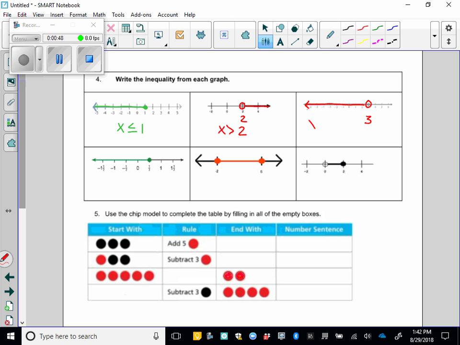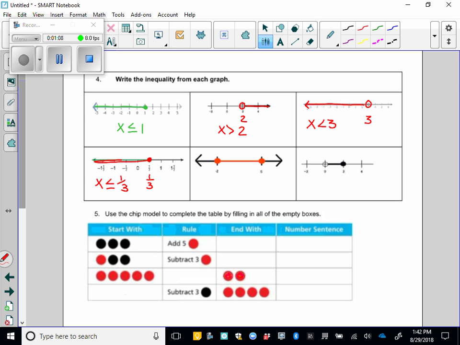This is also an open circle over 3, and it's shaded this way. So it's all numbers less than 3, but not including 3. So it's not underlined. And this is shading to the left, and it's closed at 1/3. So it's all numbers less than or equal to 1/3.